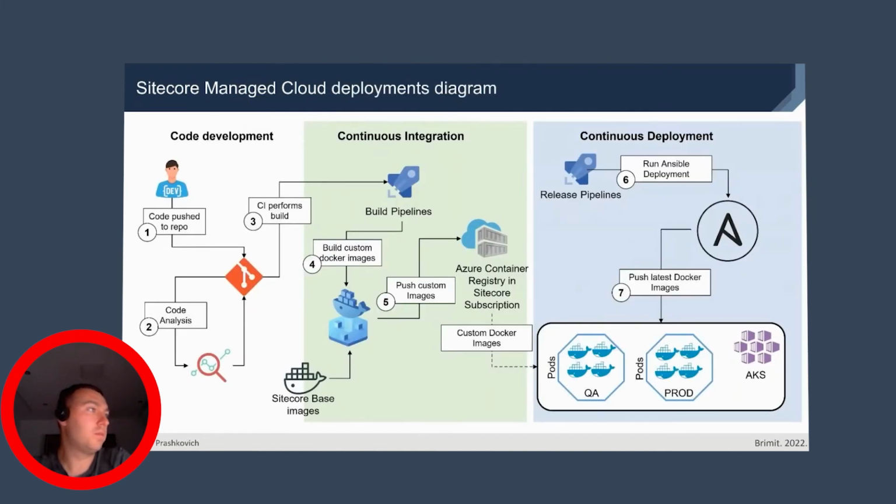Okay, and this is the diagram of how deployments look for the Sitecore Managed Cloud. Of course, the left side is the same. In terms of builds, we have one change here. We still build them using Docker images. We still use Sitecore base images, downloaded from the Sitecore container registry. And finally, we don't push the images to our own container registry. We push them to the container registry hosted by Sitecore.